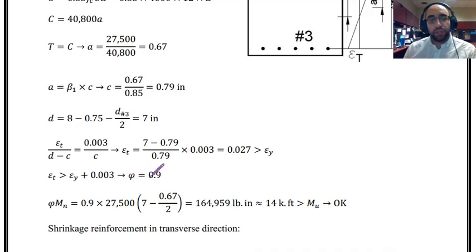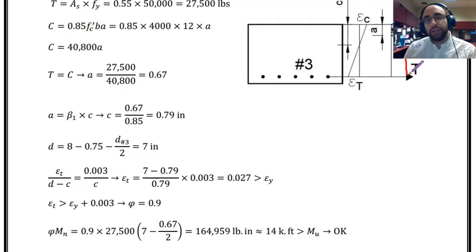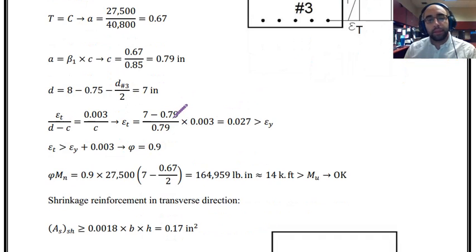Phi is equal to 0.9. I have to just calculate the moment right now, and that is phi Mn. So phi is 0.9, Mn is tension force, multiplied by this distance, which is D minus A over 2, right? Considering that, the equation is over here, and multiplying these together, this is the value in pound and inch, dividing it by 12,000. You can see the moment that we got is 14 kip-foot.